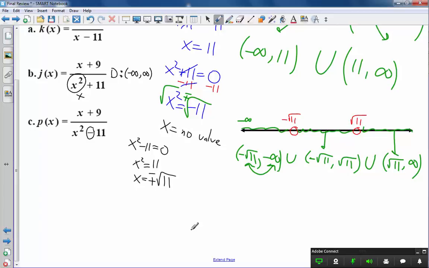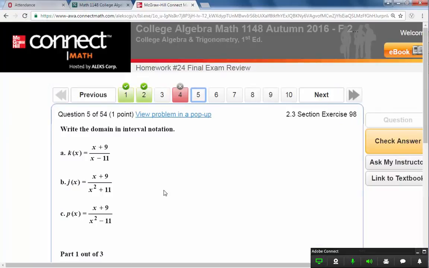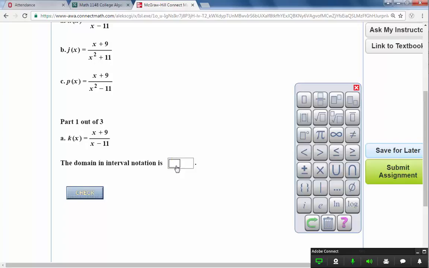Can you enter all these? Any problem with entering those? Like negative infinity to root 11, unite root 11, comma, infinity. Check.